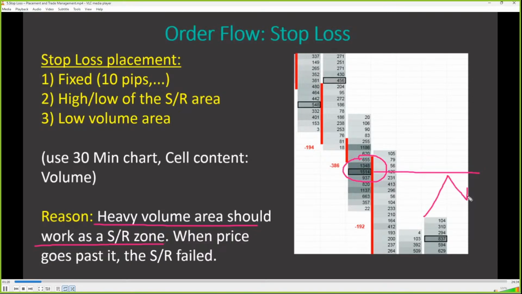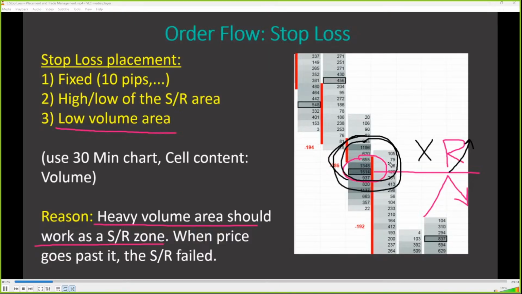In this case, we expect a selling reaction like this, so it should work as a resistance zone. And if the price goes past this heavy volume area, then the resistance failed, and you don't really want to be in that short trade anymore because the resistance has failed when the price goes past it, past this area. So that's why you want to place your stop loss in low volume area behind those heavy volume areas, which work as support or resistance zones. All right, so that's the logic.